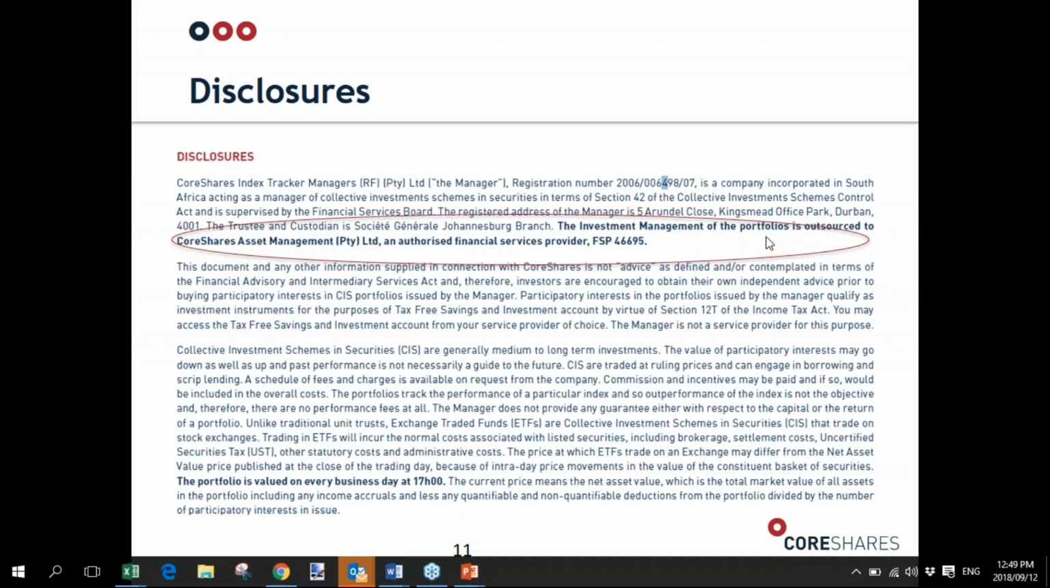You can actually go onto the FSCA or the FSB's website, type in that number, and it should pop up and say, CoreShares Asset Management Limited is a Category 1 and Category 2 financial services provider. And if you put in 46695 and you don't find anything, then that's a massive red flag. But as far as I'm concerned, all of the ETFs are really safe. There's nothing really to worry about. But if you see a funny or unusual looking fact sheet and you want to do some digging, you can cross-reference this on the FSCA website.